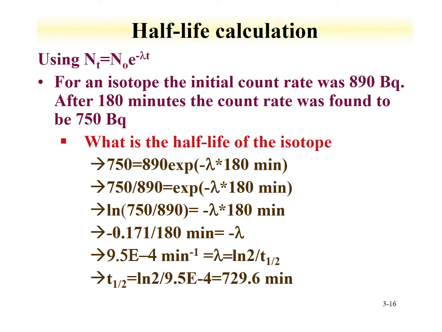Let's make some examples with these equations. So a half-life calculation, let's use the number of atoms at a given time is equal to the number initial e to the minus lambda t. All right, so we'll utilize this in terms of activity. We have an initial count rate of 890 becquerel. After 180 minutes, the count rate was found to be 750 becquerel. What's the half-life of the isotope? Well, activity at a given time is equal to activity initial e to the minus lambda t. Solve for lambda.